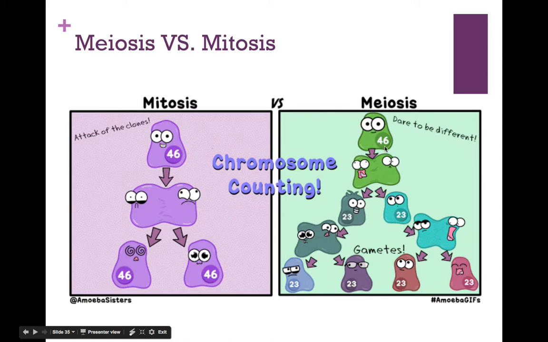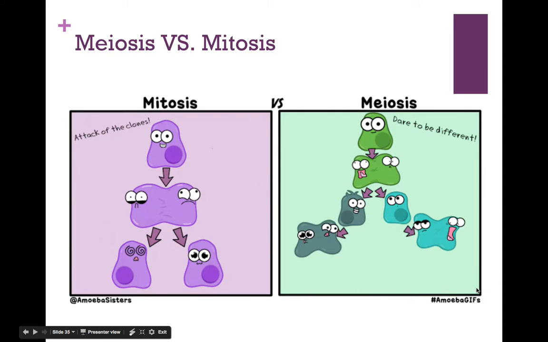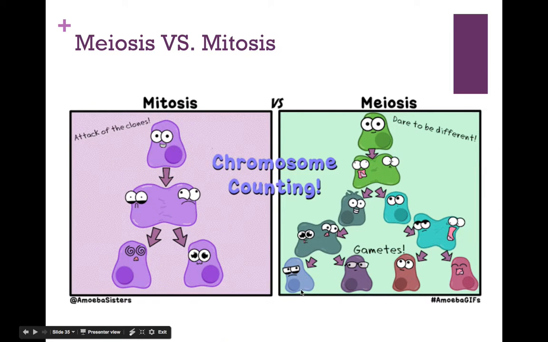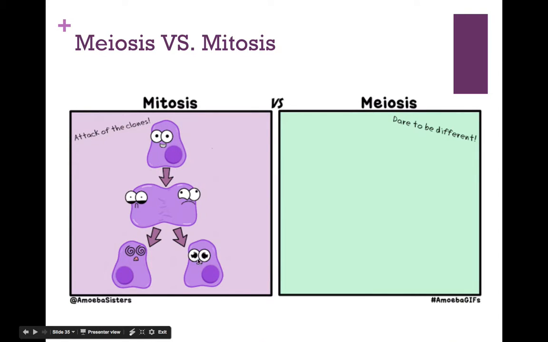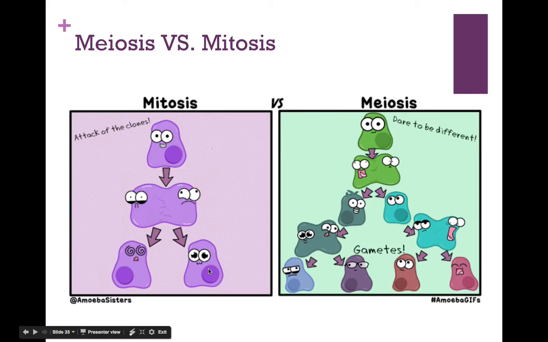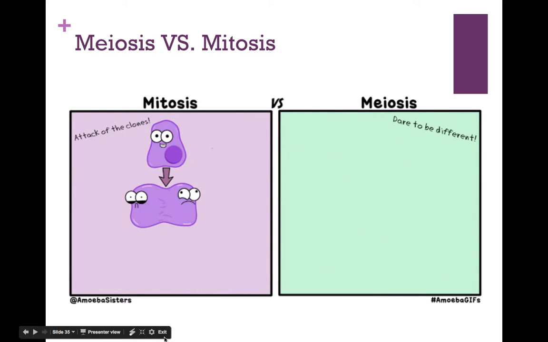So we have 46 chromosomes in the beginning in meiosis and 23 chromosomes in the end. So you'll see here when it starts to count 46, then we have 23, then we have 23 in the offspring. Okay. And then mitosis, we start with 46, we end with 46. And that concludes your mitosis and meiosis notes.